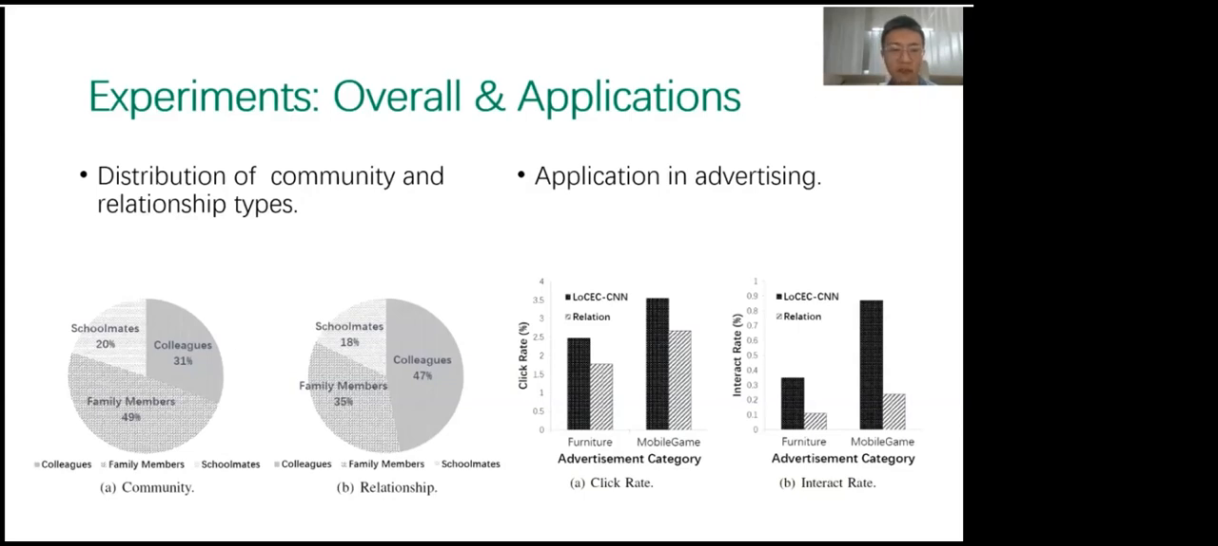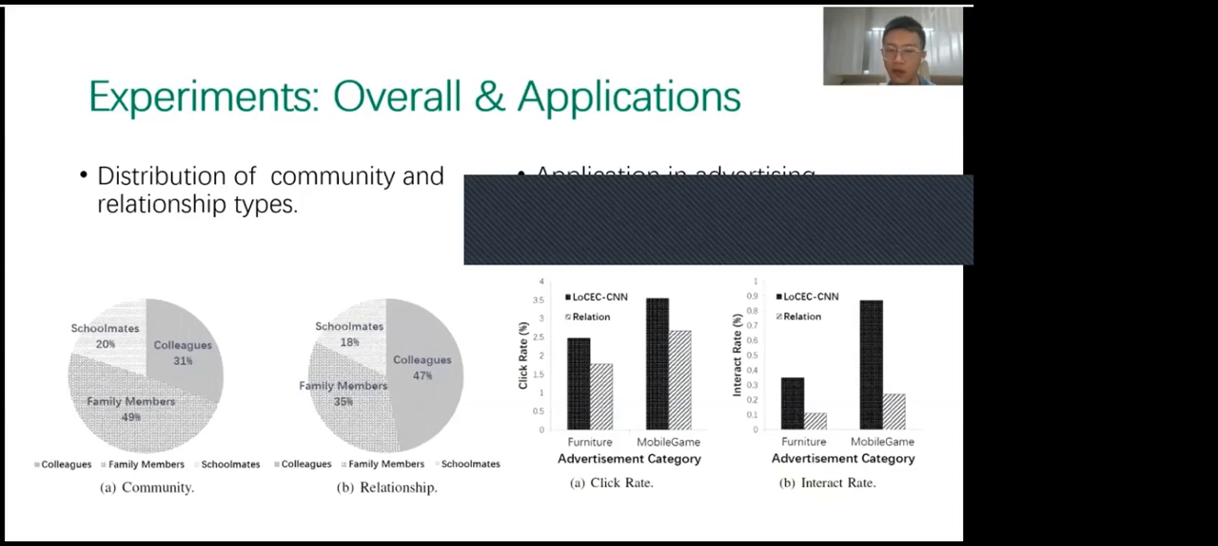So as we can see, for the family member relationship, there are a large number of communities that are family members, but when it comes to relationships, the proportion decreases from 49% to 35%.